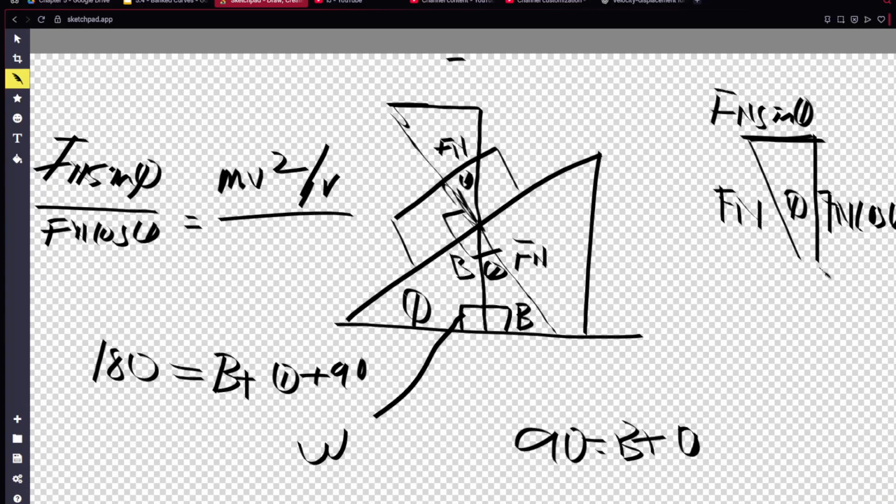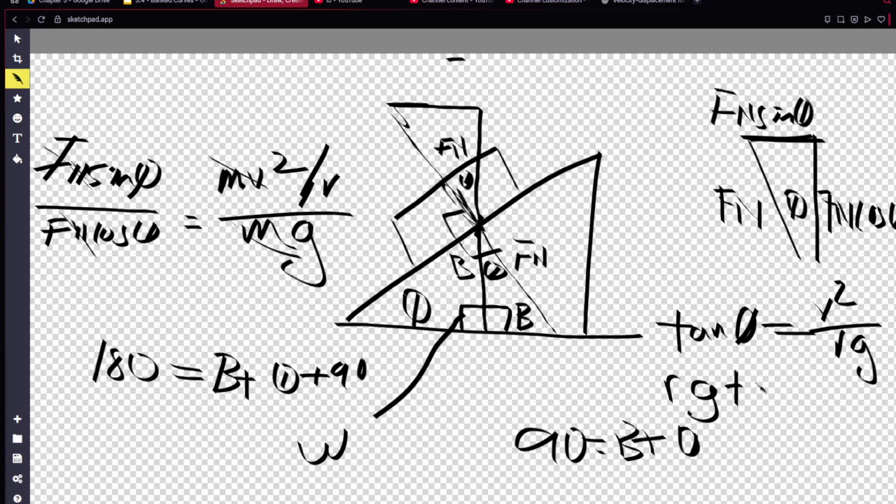Fn cosine theta would be mass times gravity because it's perpendicular to here. Let me think. Yes, because this is the normal force, cosine theta is always just going to be mass times gravity. So that's logical here. So we just do some simple things. So that means tan theta, or simple algebraic manipulation, you just cancel Fn on the bottom and top, m on the top and bottom, equals v squared over rg. If you want to solve for velocity, you can do the square root of rg tan theta equals velocity.